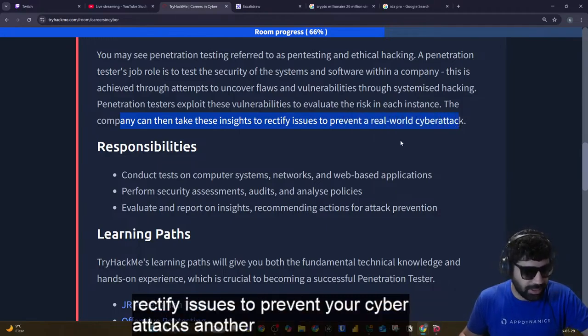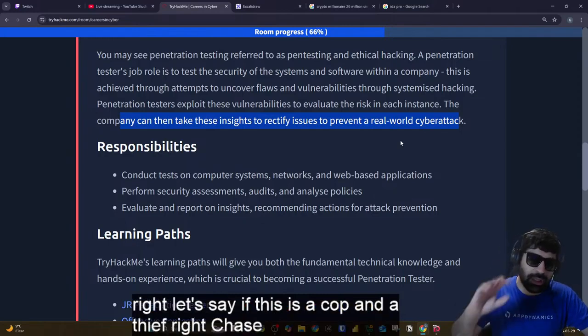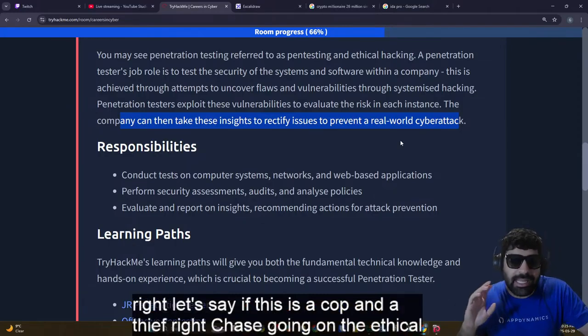Another thing, just to explain: let's say this is a cop and a thief, a chase going on. The ethical hacker, as you see, ethical, right?